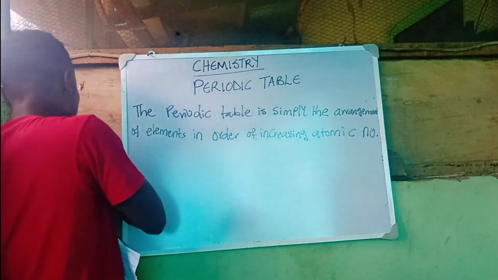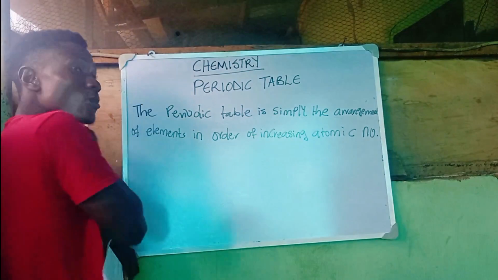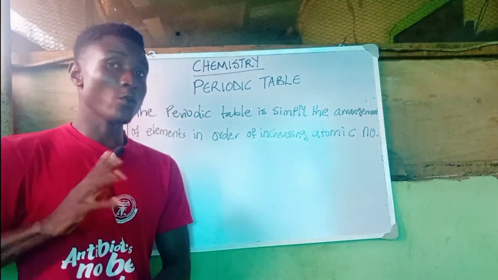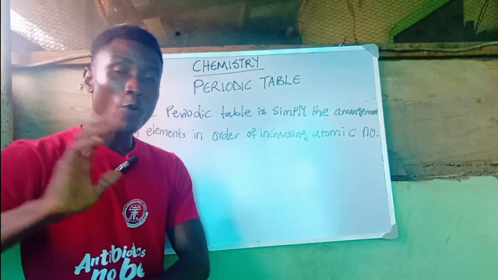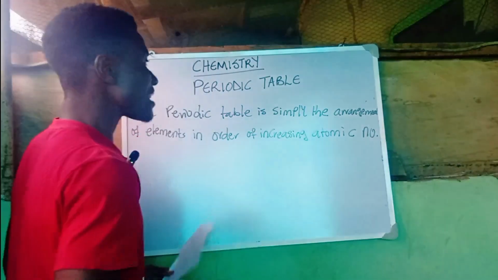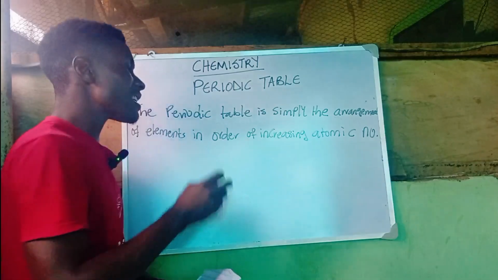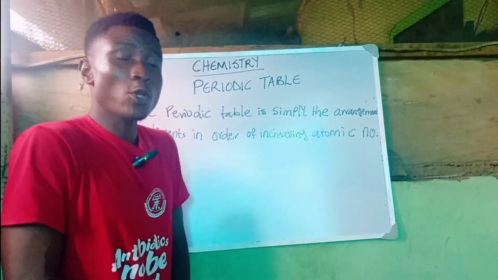And when it comes to this arrangement of elements, I know you have seen the periodic table before, and that is one thing I've been trying to learn, because I'm also learning. I'm trying to see how I can draw the periodic table on my own. But we know that the periodic table is the arrangement of elements in order of their increasing atomic number.